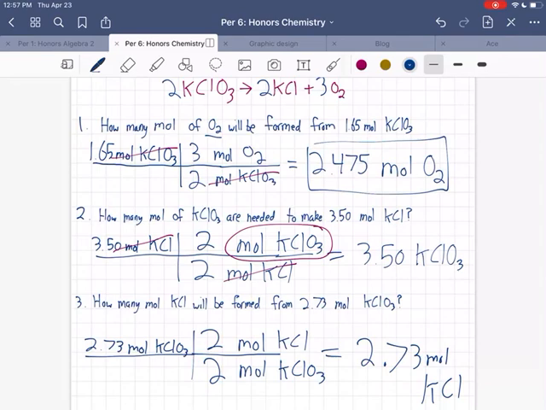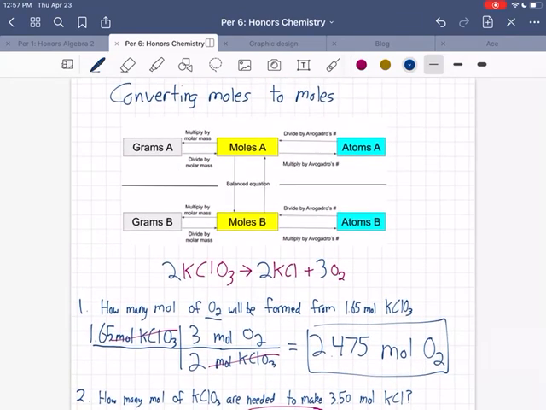Okay. On the next problem, you're going to see something a little bit more difficult. It's not just going to be going from moles of one thing to the other. We're going to be starting from grams, going to moles, and then over to grams. So a few more steps in that one.